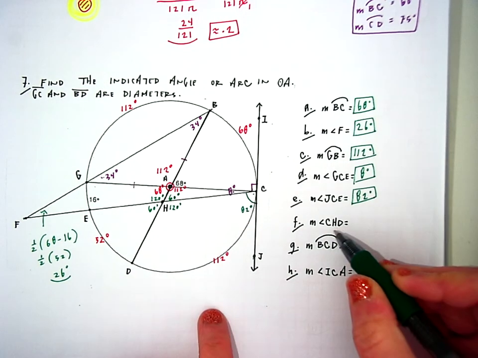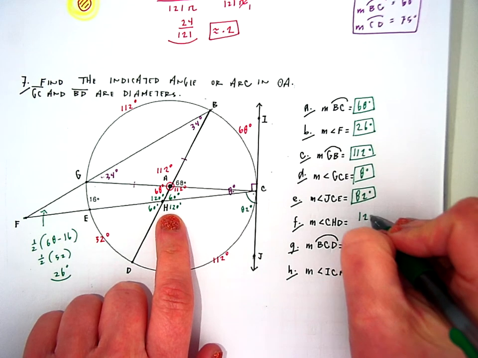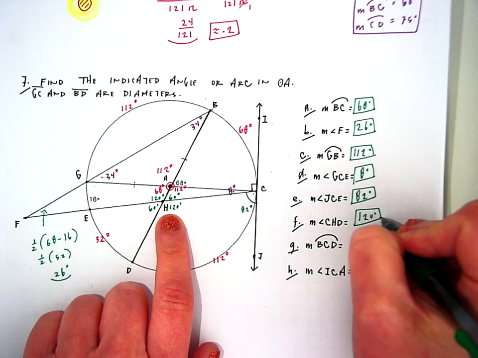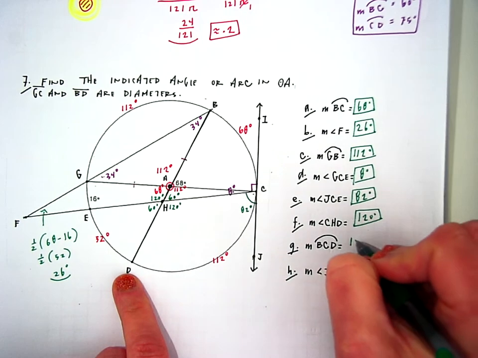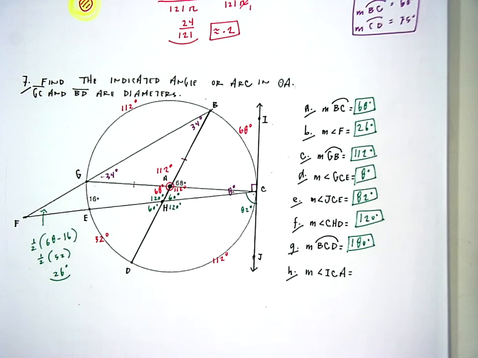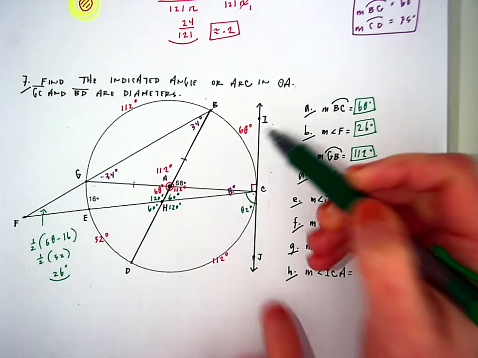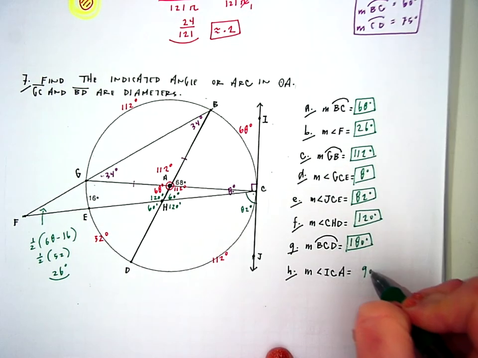CHD, so where's my C here? CHD right there is 120. BCD, that's a semicircle, so 180. All right, and then lastly, angle ICA. So ICA right there, 90 degrees total.